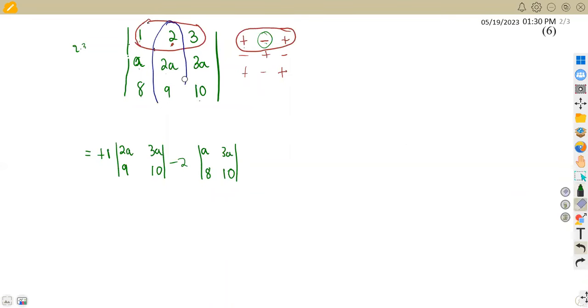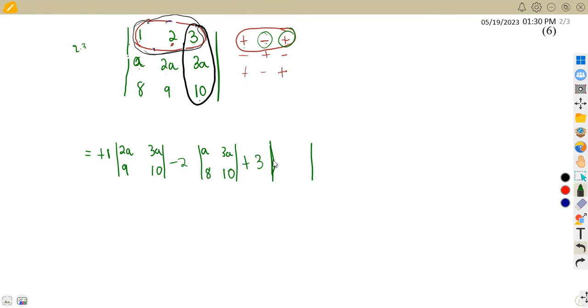We move on to 3 using the same concept. This time, we close the row and column where there is a 3. We close this column because the row where there is 3 is already closed. This is the row that we have chosen, the first row. If we close the row and the column where there is 3, we affect it with our sign. 3 here corresponds with a plus, so it's plus times 3, that's plus 3, times the determinant we get after closing our row and column. We remain here with A and 2A, and here it's 8 and 9.